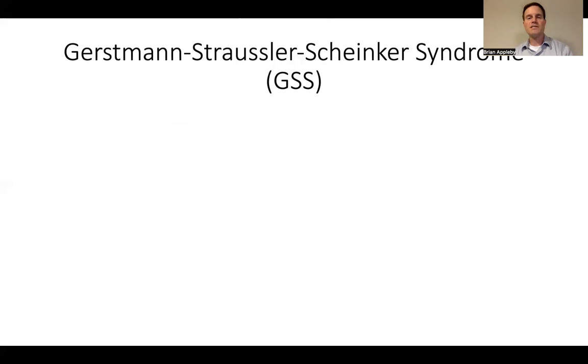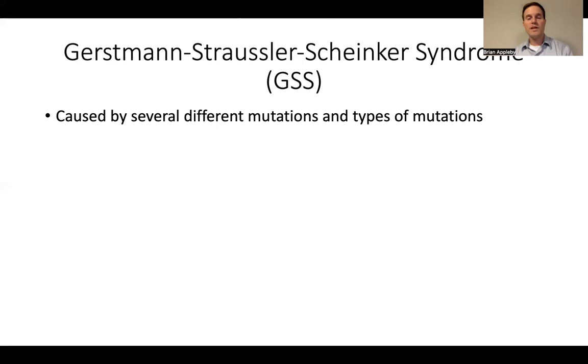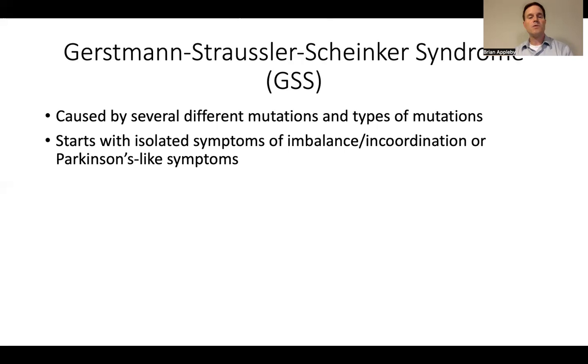Gerstmann-Straussler-Scheinker Syndrome, or GSS, is a very unusual prion disease in that it often does not mimic what most people would think of clinically as a prion disease. So it's caused by several different mutations and types of mutations. So several different point mutations, but also some of that higher repeat numbers that we see with the additions that I described earlier, what we call octopeptide repeat insertions, can also look like GSS. And many times they start with isolated neurologic symptoms, such as imbalance in coordination, or maybe Parkinson's-like symptoms. And sometimes people will have these symptoms for quite some time, sometimes years, before they develop anything else.